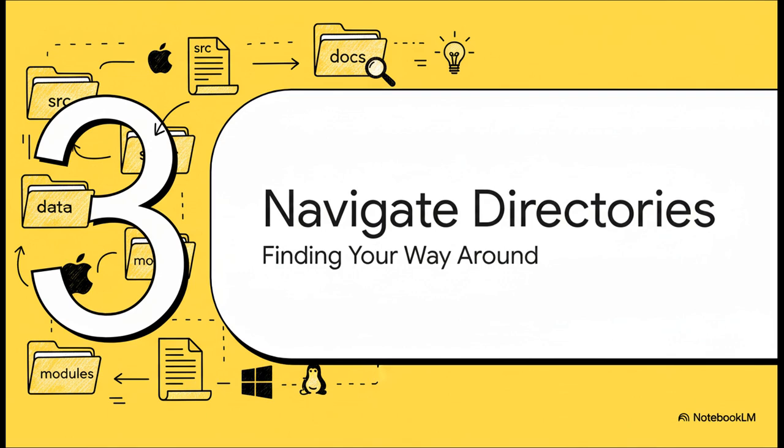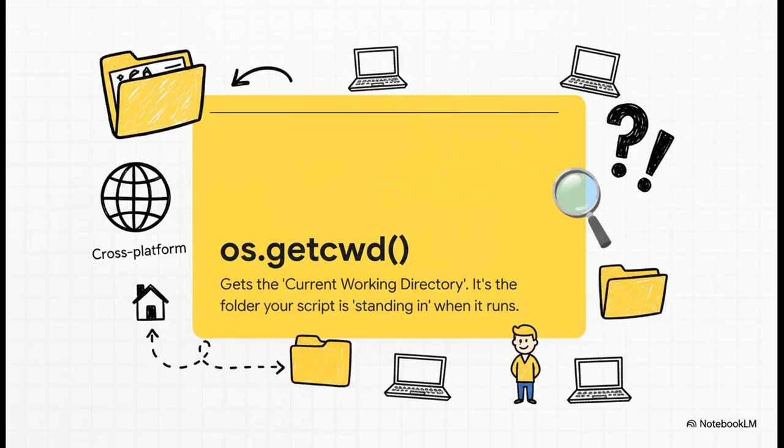I mean, before we can work with files, we got to know how to find our way around the file system, right? First up, we have os.getcwd. The CWD stands for Current Working Directory. This is basically your script asking, hey, where am I right now? It gives you back the full path to the folder where your script is actually running. This is your home base, your starting point for everything else.